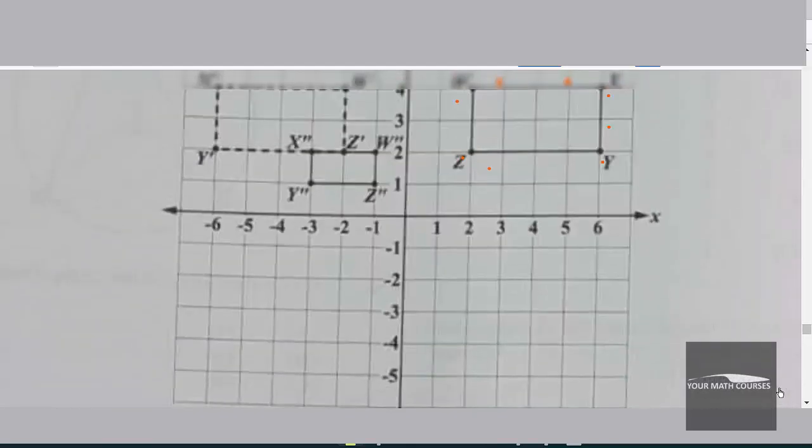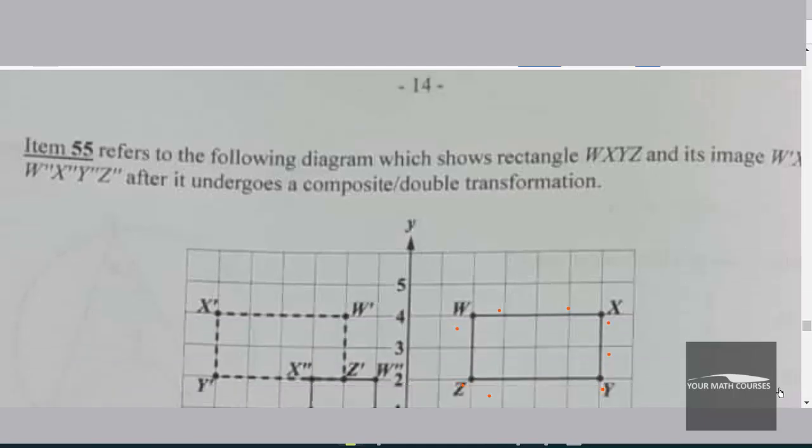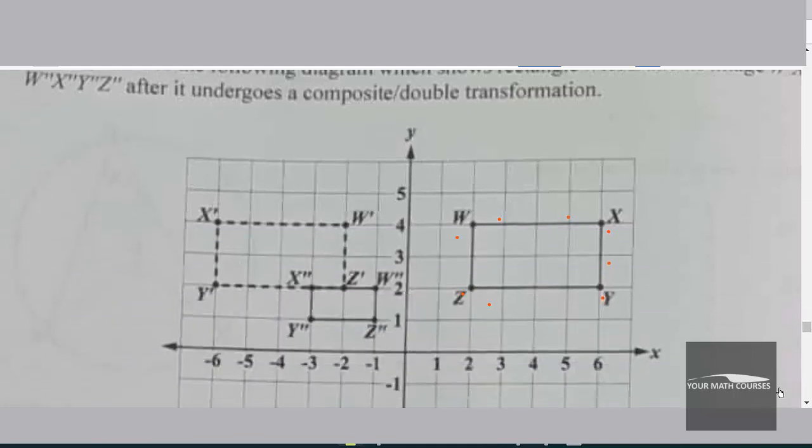And the second option says a reflection in the y-axis followed by an enlargement centered at the origin with a scale factor of half. So let's check that one too. So reflection in the y-axis. If WXYZ is here and we reflect it in the y-axis, the image should be here. That's true. So this is a mirror line. You can see the distance from here to here is the same as the distance from here to here.